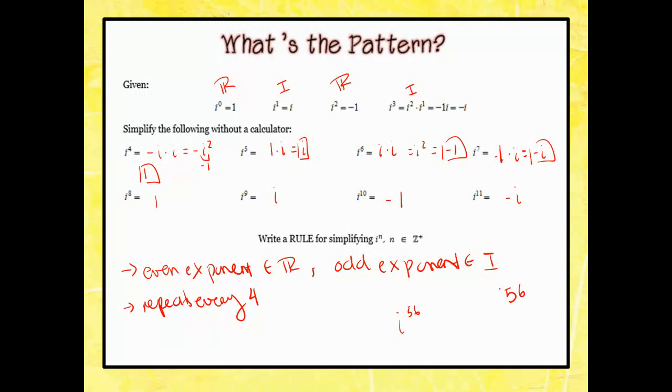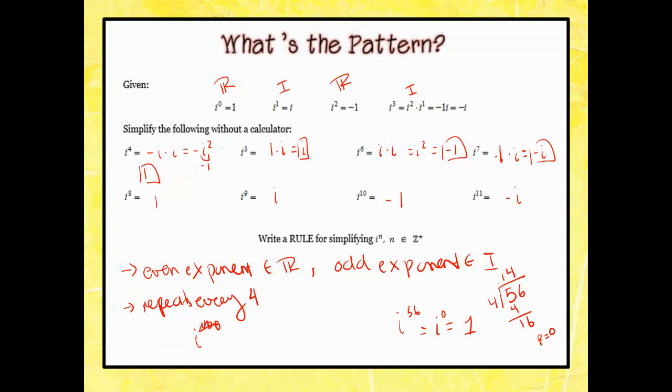So let's see, what's 56 divided by 4? 14. Well, it goes in evenly, right? So if it goes in evenly, there's no remainder, so this is actually equivalent to i to the 0 power. So i to the 56th is actually just what? 1, right?